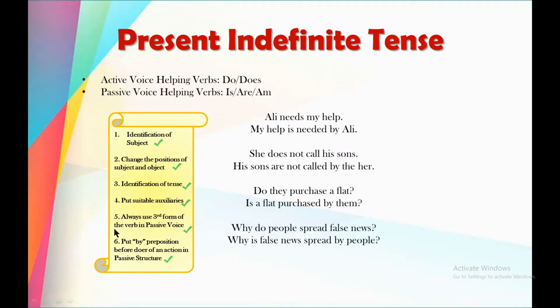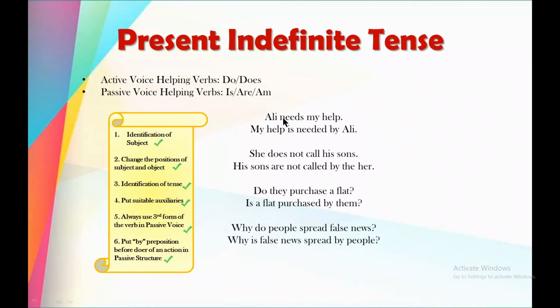My dear students, by applying all these rules to change the active into passive voice, we can talk about present indefinite tense. My dear students, "Ali needs my help." This is a sentence of present indefinite tense. Now, Ali is your subject and my help is your object. You have to drag "my help" as your subject, and Ali will take the position of object, so it will become "by Ali."